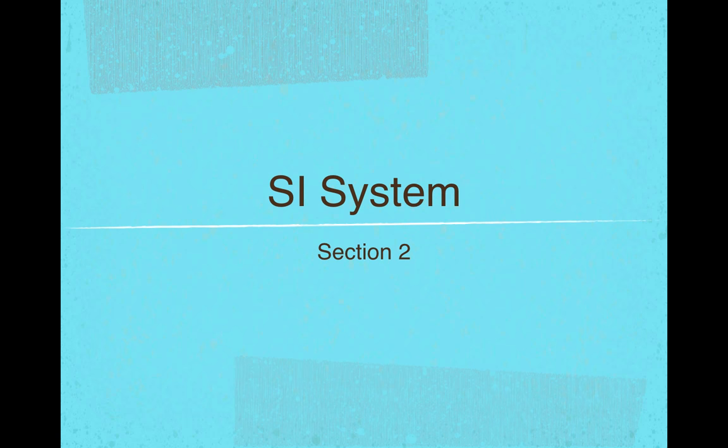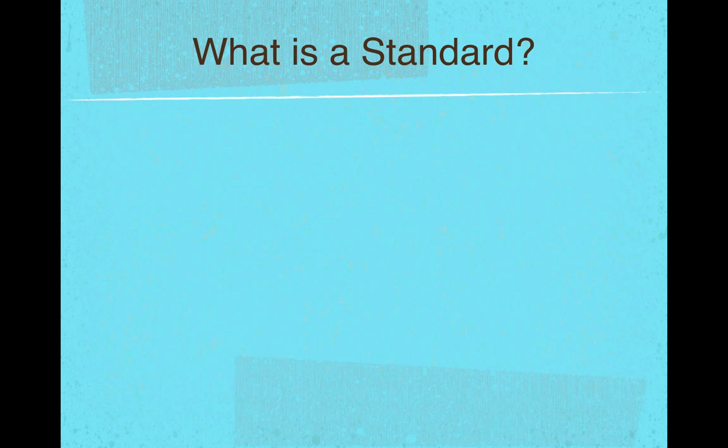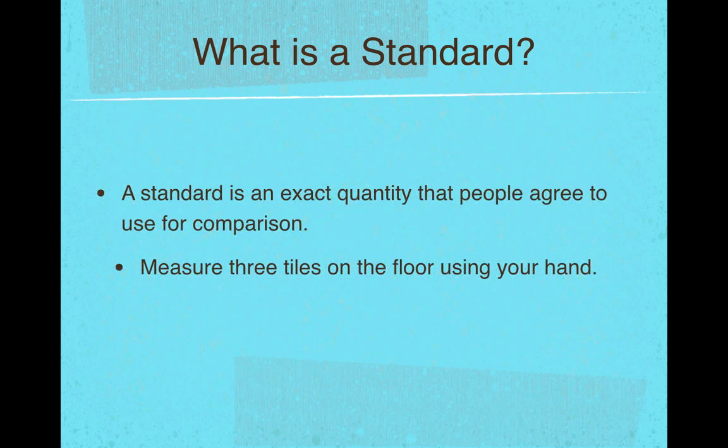All right, guys, today we are moving on to section 2 of our chapter 1, talking about the SI system and units for measure. So first off, we have to start with the definition of a standard. A standard is an exact quantity that people agree to use for comparison. The big word here is comparison.